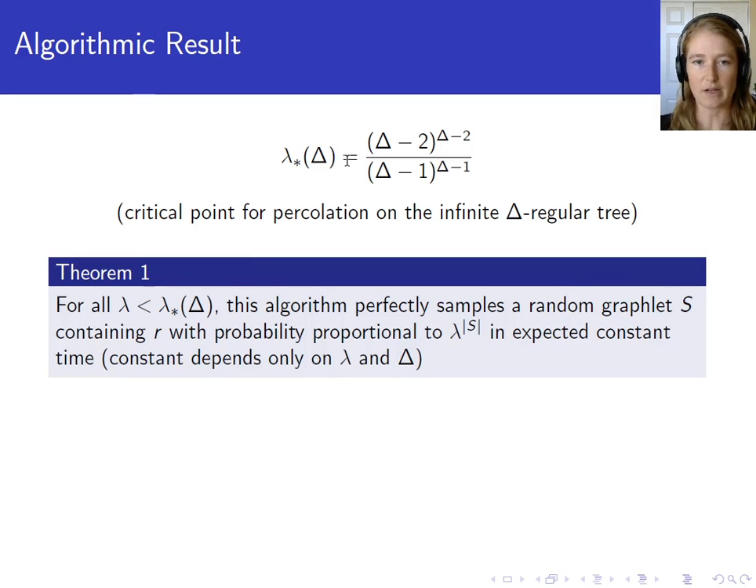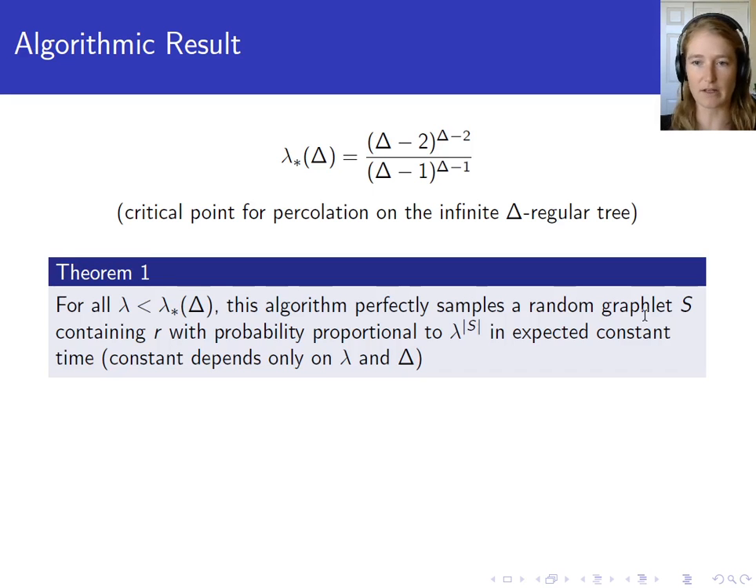So if we look at this critical value of lambda, this lambda star of delta, lambda as a function of delta, it's (delta minus 2) to the delta minus 2 over (delta minus 1) to the delta minus 1. I will mention this happens, by the way, to be the critical point for percolation on the infinite delta regular tree, which in some cases is the hardest graph in which to sample a subgraph from. So for any values of lambda below this threshold, this algorithm works. It gives a sample, and I should mention, by the way, not an approximate sample, but a perfect sample.